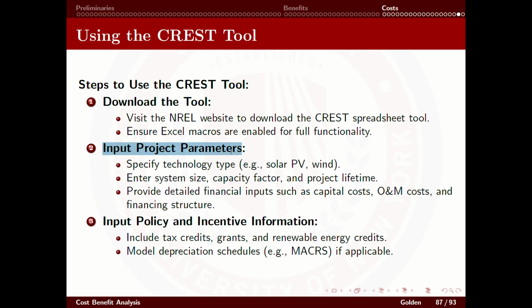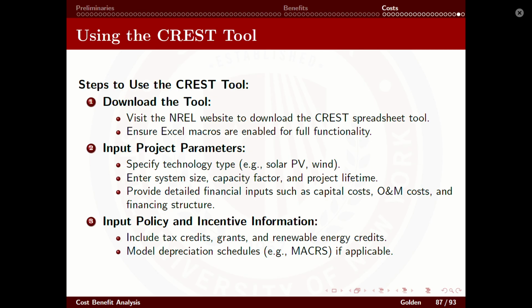Input the project parameters, specify the technology type, solar PV, wind, because that's the spreadsheet you're going to want, and then enter the system size, capacity factor, and project lifetime, the different variables that you're going to use in your analysis, and then provide some detailed financial inputs such as capital costs, O&M, and financing structure. You can provide more detailed inputs if you want, and then you can also look at policy and incentive information.